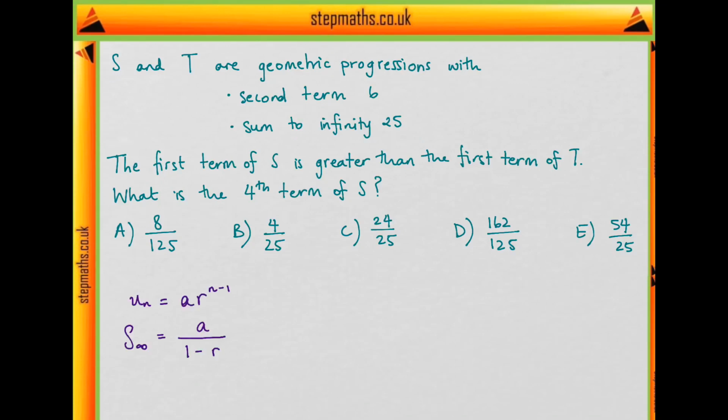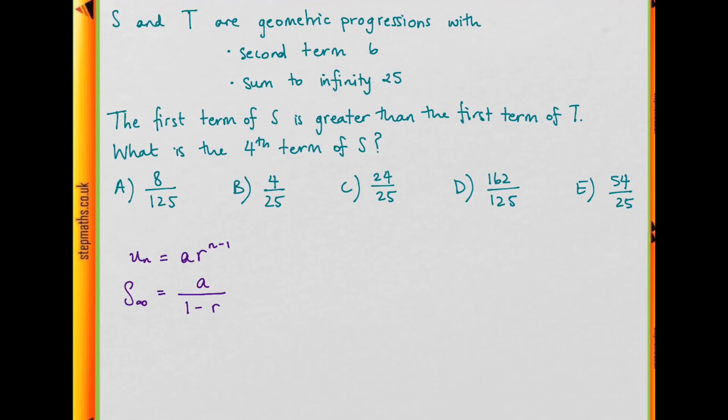Okay, so remember, for a geometric progression we can work out the nth term using this formula, where A is the first term of the series and R is the common ratio. And for the sum to infinity, we can use this formula. So we can see that we can define our series uniquely if we know what the first term and the common ratio are. So let's try and work that out for our S and T.